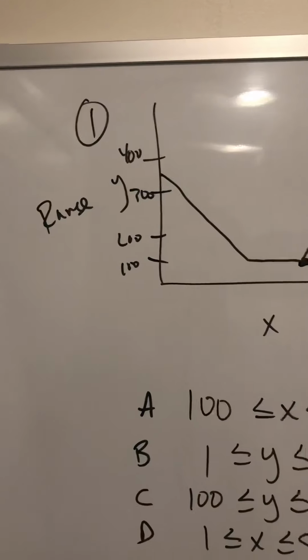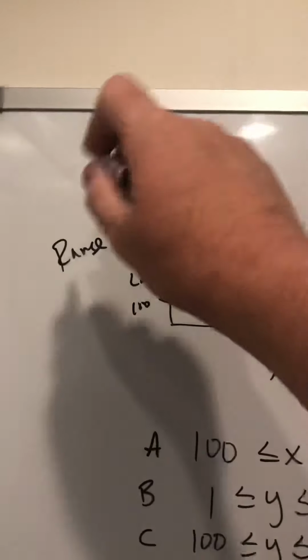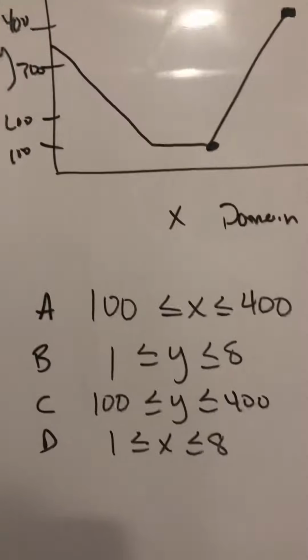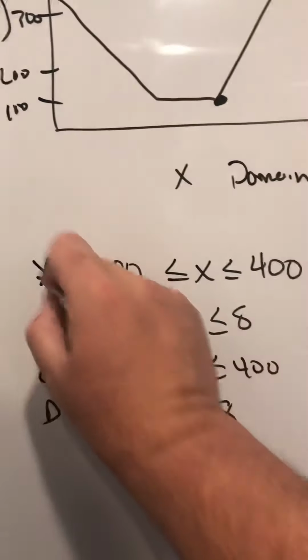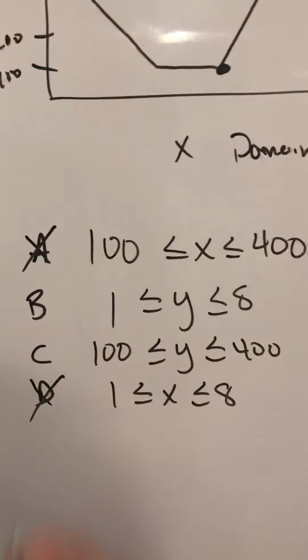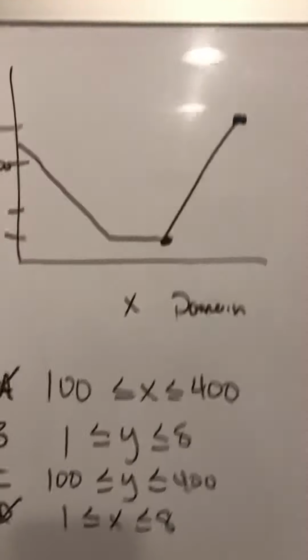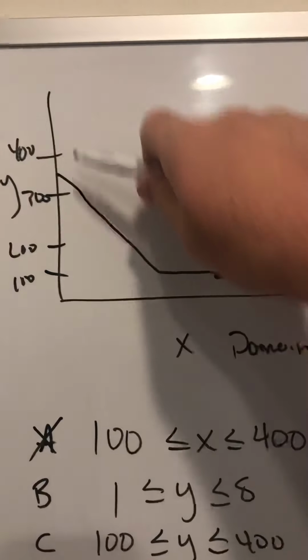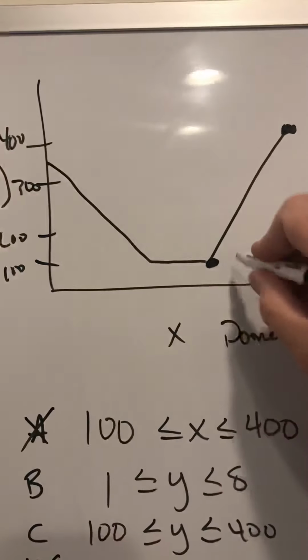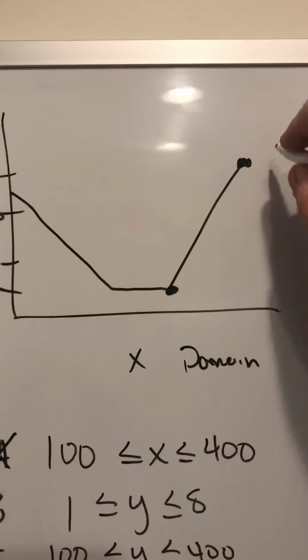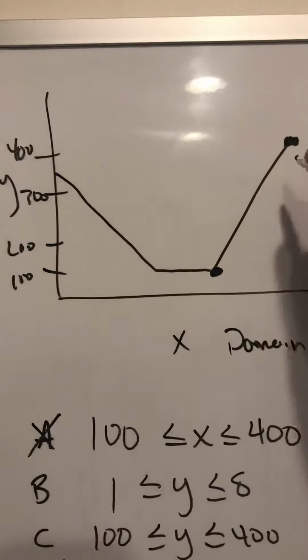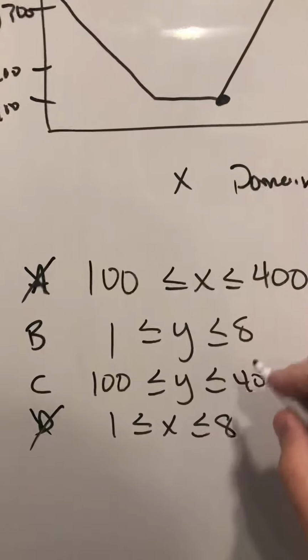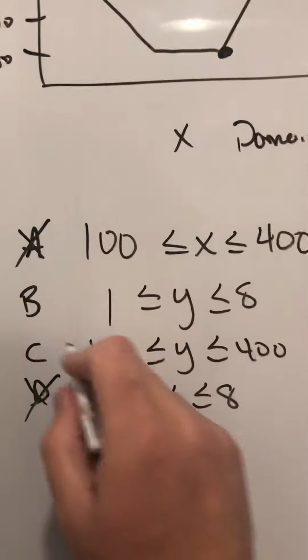All right, so since we're only talking about range, which is y, if I look at my answers, anything with x, not the answer. A and D can't be the answer. So if I go back to the graph here, y is up and down. If I notice how far it goes up and down, it goes to a low of 100, to a high of 400. So if I'm looking back at my answers, what's between 100 and 400?